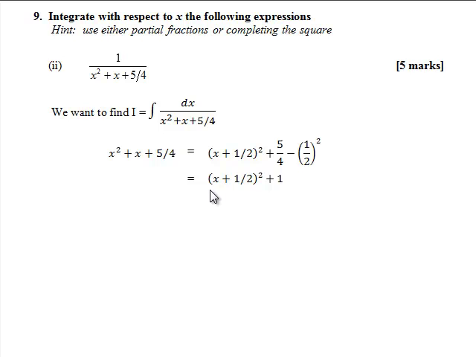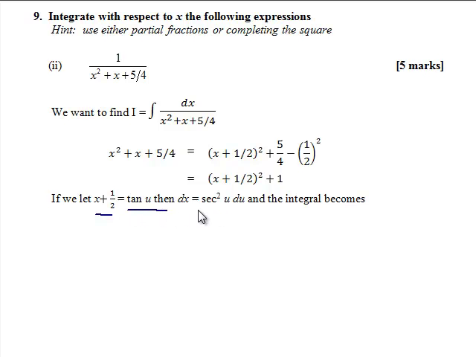We now have an expression of something squared plus 1, which makes us think of tan squared plus 1. So if we let x plus a half equal tan u, differentiating that, we're going to get dx is equal to sec squared u du. And putting that back into the integral, we're going to get tan squared u plus 1 from here, and dx is replaced by sec squared u du.